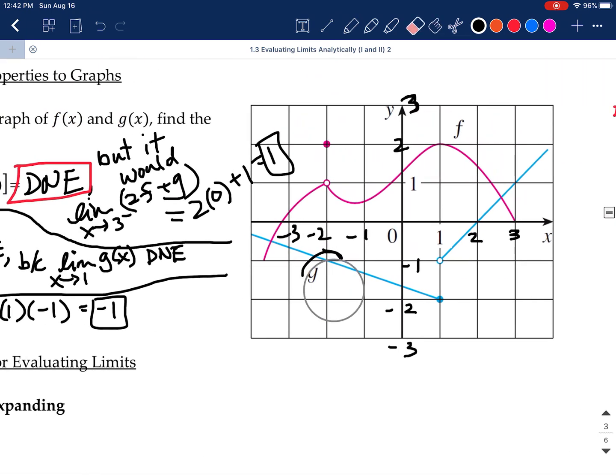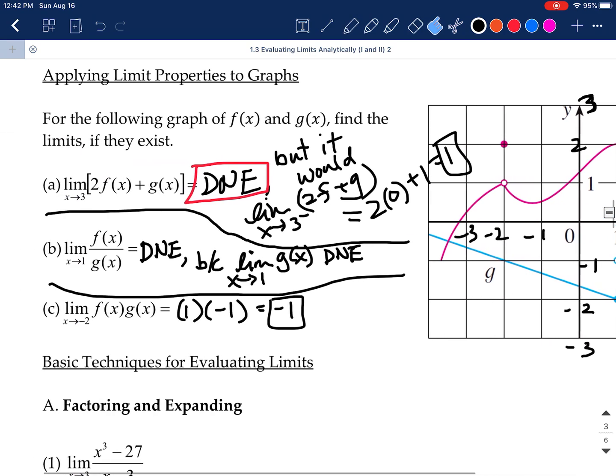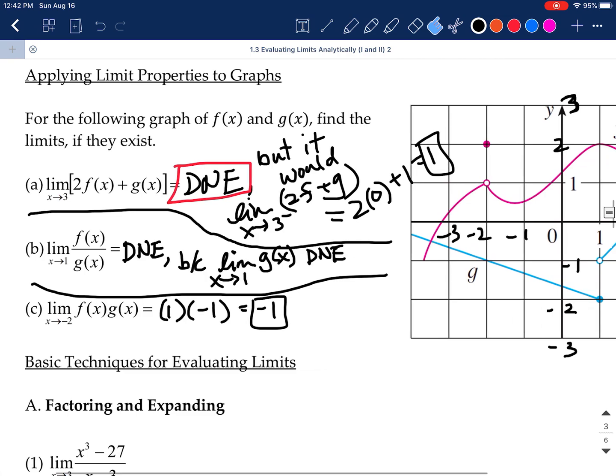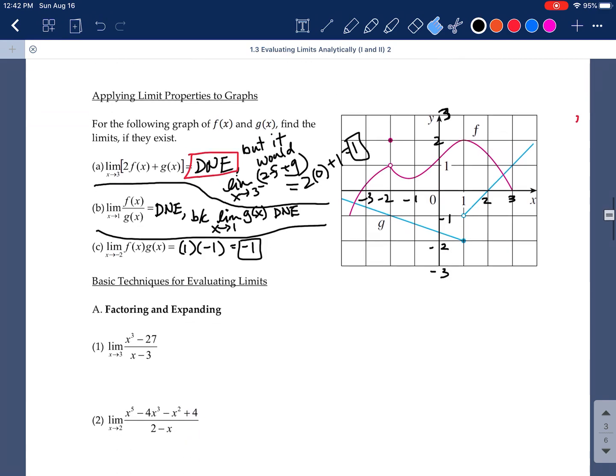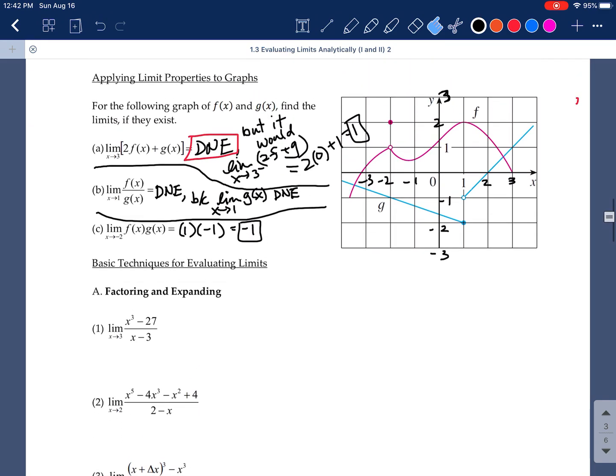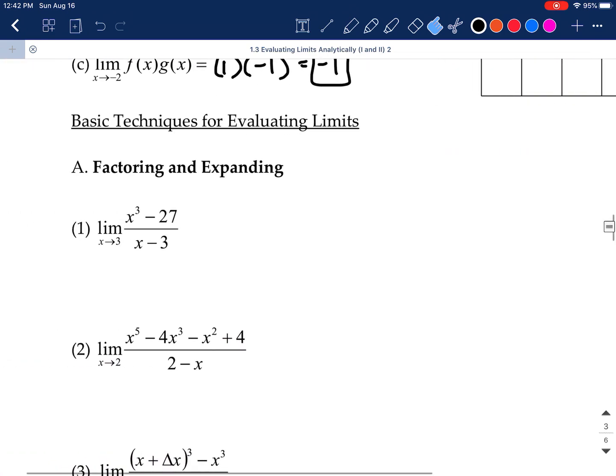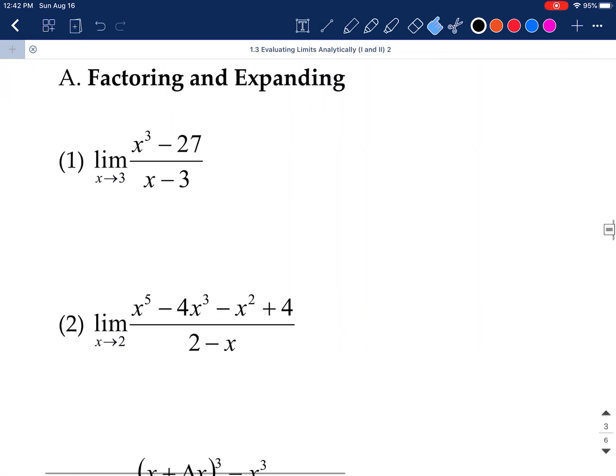Now, the other example we're going to look at that's a little bit trickier is compositions, especially when compositions are not continuous. But that'll be for another day. Okay, so we'll go down now to the basic technique problems. We'll start with factoring. Of course, this is going to be the easiest one to identify.